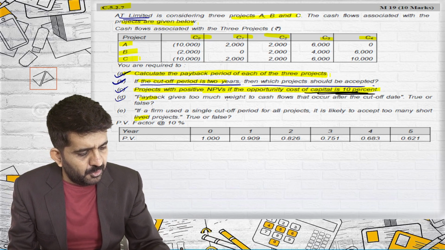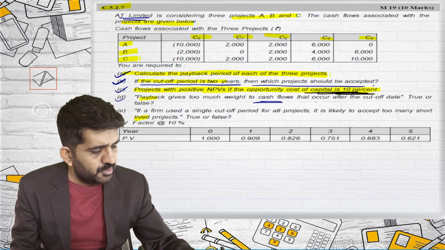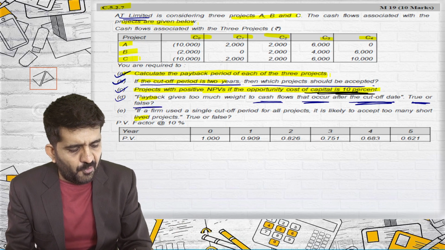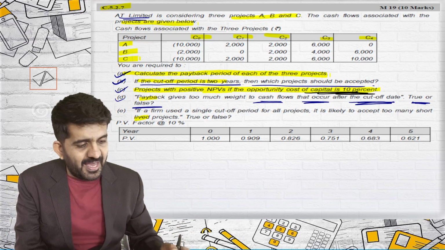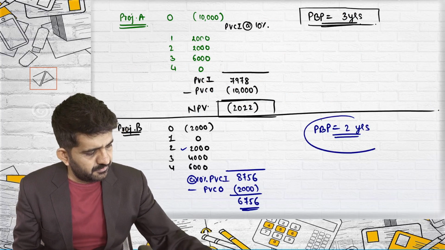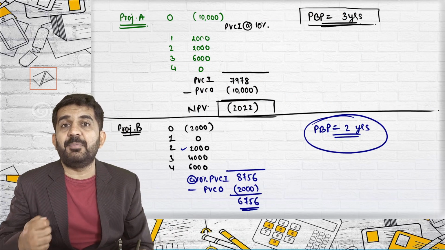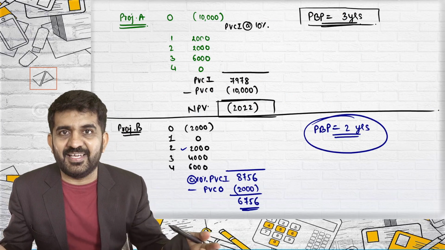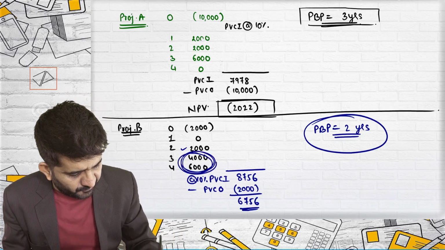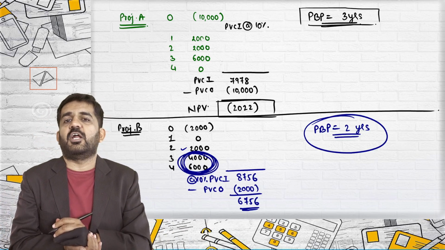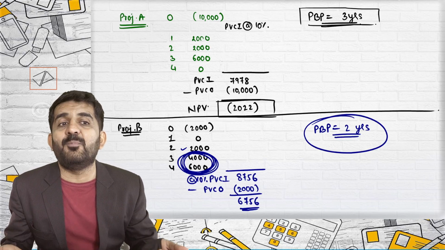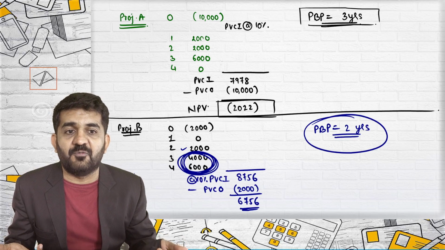Payback period gives too much weight to cash flows that occur after the cutoff date. True or false? Say here it is 2 years. Payback period gives more weightage to the cash flows which are after the cutoff date. The statement is false. It does not give any importance to the figure which is after the cutoff date.